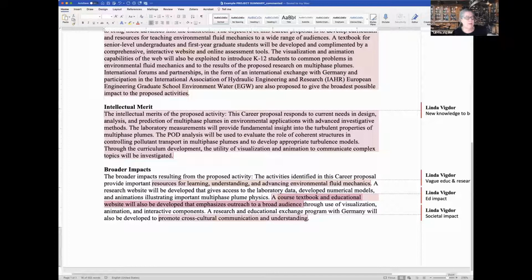And then the exchange program with Germany, that actually does state a benefit to society in promoting cross-cultural communication and understanding. But here we would also want to know how that exchange program connects back to the research. So how is that integrated in the overall plan?